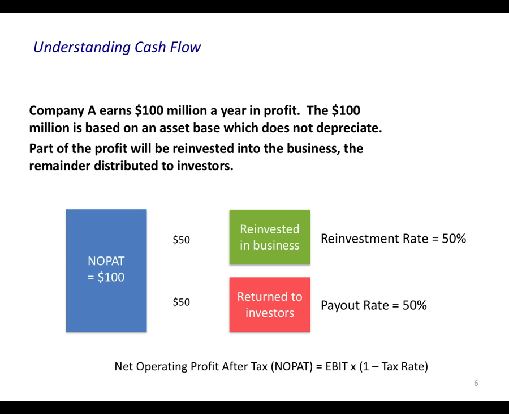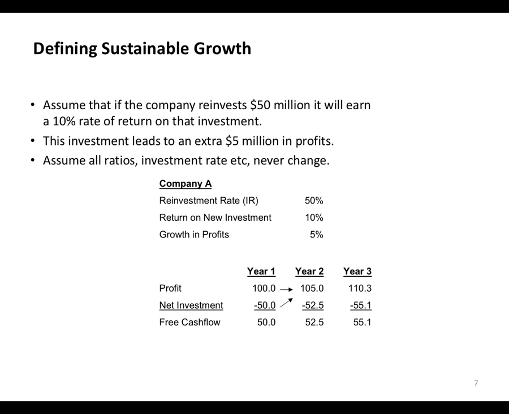If they put it back, it's reinvestment. If they pay it out, it's payout. Those two have to add up to 100% of the profits. So it's a question of what do they do with it. To keep it simple, I'm just going to say 50-50. Okay? Continuing on. I want to define two more terms. Growth and free cash flow.